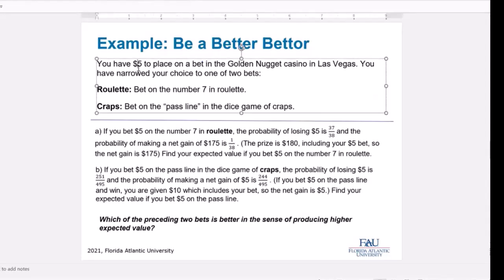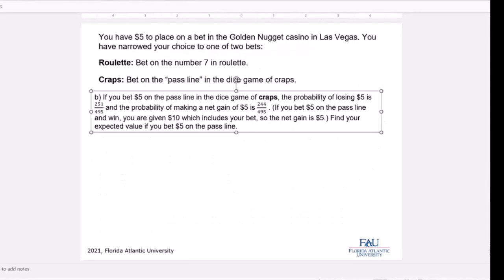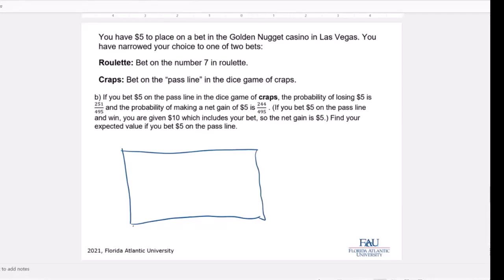Now let's do craps. I have lose, win. I have my x, I have my p of x, and I have my x times p of x. If I bet $5 on the pass line in the dice game of craps, the probability of losing $5 is 251 over 495.